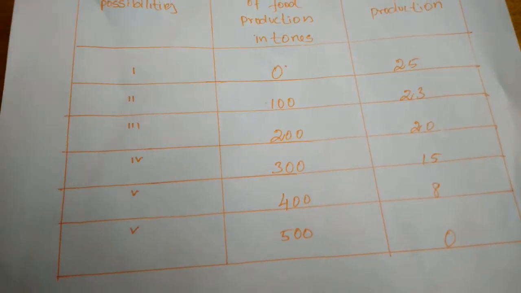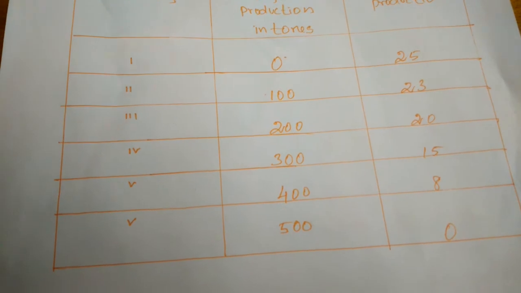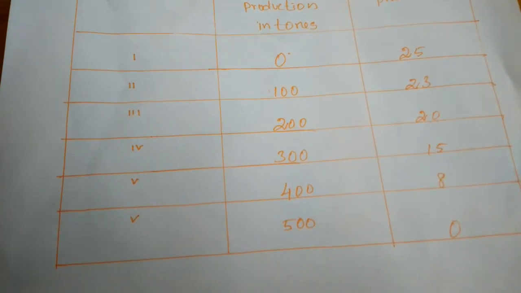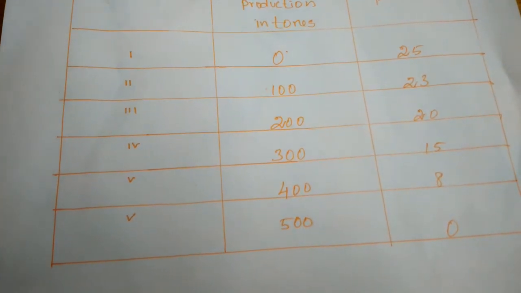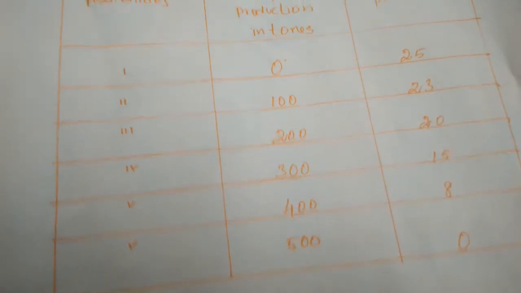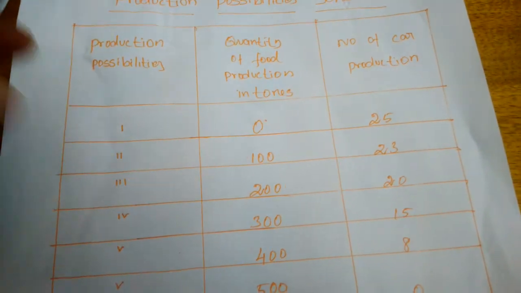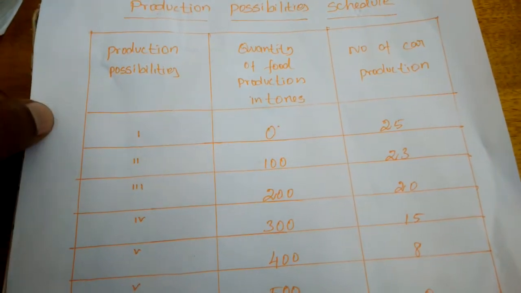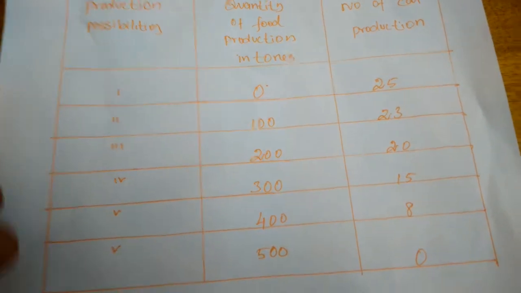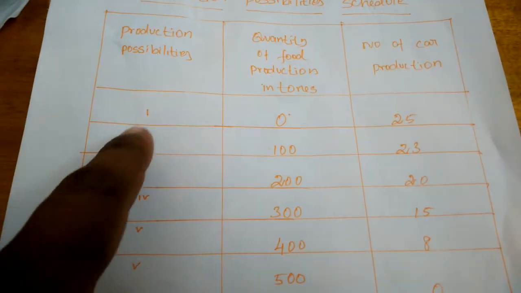Every production possibility curve is based upon these assumptions. If some of these assumptions change or are neglected, it affects the nature of the production possibility curve. We also studied the production possibility schedule before studying the production possibility curve, so we can easily understand the production possibility schedule.